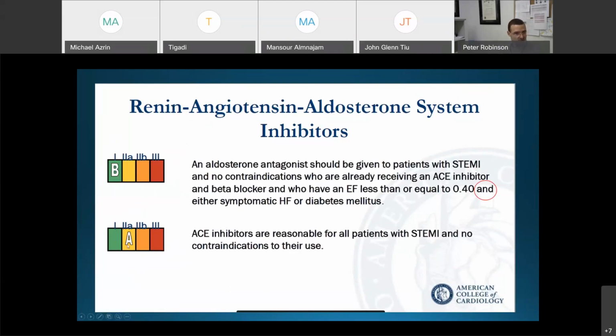It's a class 2A recommendation that ACE inhibitors are reasonable for all patients who had a STEMI, and there's no contraindications. Again, sometimes I'll hear people say, "Oh, we don't have to use an ACE inhibitor. Their EF is 45%." It's true you don't necessarily have to, but I think there's pretty good data, not necessarily clearly from STEMI patients, that an ACE inhibitor might be reasonable for the rest of their life. Obviously, if they're hypertensive, that makes it easy.